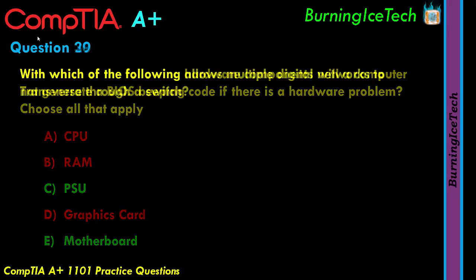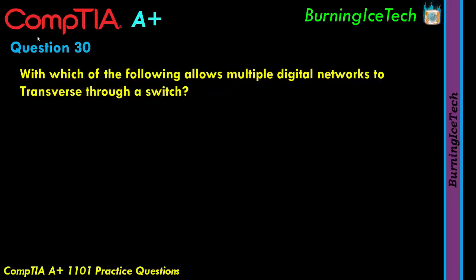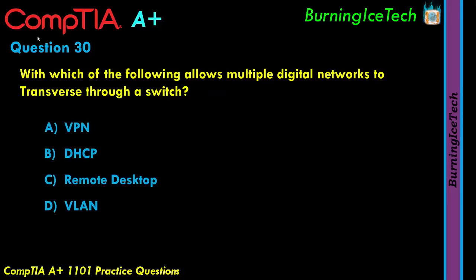Moving on to question 30. Which of the following allows multiple digital networks to traverse through a switch? I think I accidentally explained this one to you guys earlier, didn't I? So what device did I say earlier you can use to create multiple virtual networks inside a physical network without having to put down additional switches and additional cables and all that? That is a VLAN. A VLAN inside a switch.